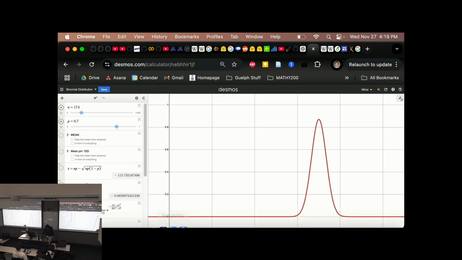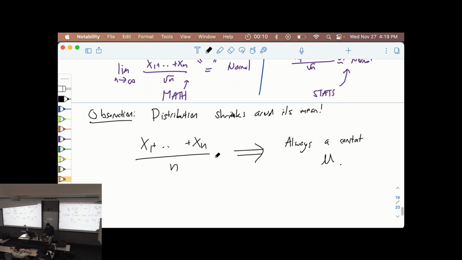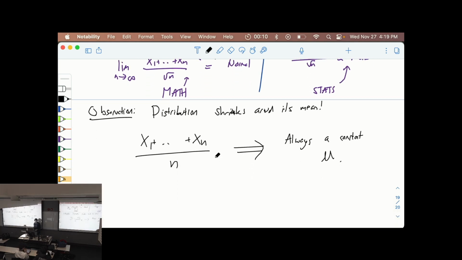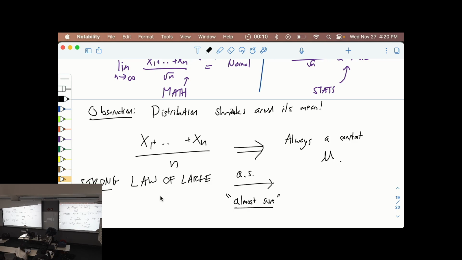Maybe I'll say one last cool little buzzword. Not only does it converge, it does another type of convergence called almost sure convergence. That's the AS convergence. That's almost sure. And if you do the almost sure, this is called the strong law of large numbers. So this convergence is called strong convergence, and this is called the strong law of large numbers. And it is super related to the central limit theorem.